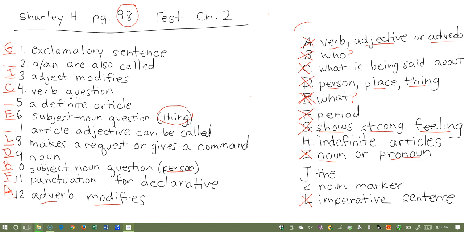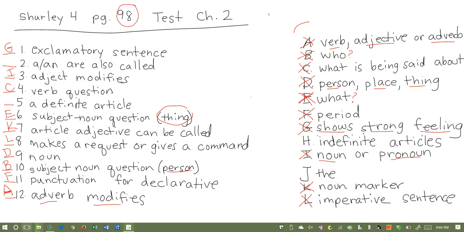So what is a noun marker? It's also called an article adjective. So we're going to put a K next to 7. Article adjectives are also noun markers. And now what is left?